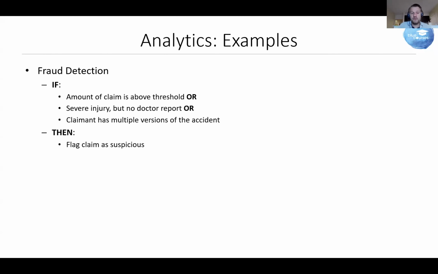And here you can see an example of a rule. If the amount of the claim is above a certain threshold, and let's say it's a car insurance example and an accident took place with the car, and if there's a severe injury because of the car accident, but no doctor report, then that is suspicious. The person got severely injured, but no doctor came to the scene. That's suspicious. And if the claimant has multiple versions of the accident, then that even further raises the suspicion. Then we will flag the claim as suspicious. That's a pattern that we can learn using an analytical technique, which we refer to as decision trees.